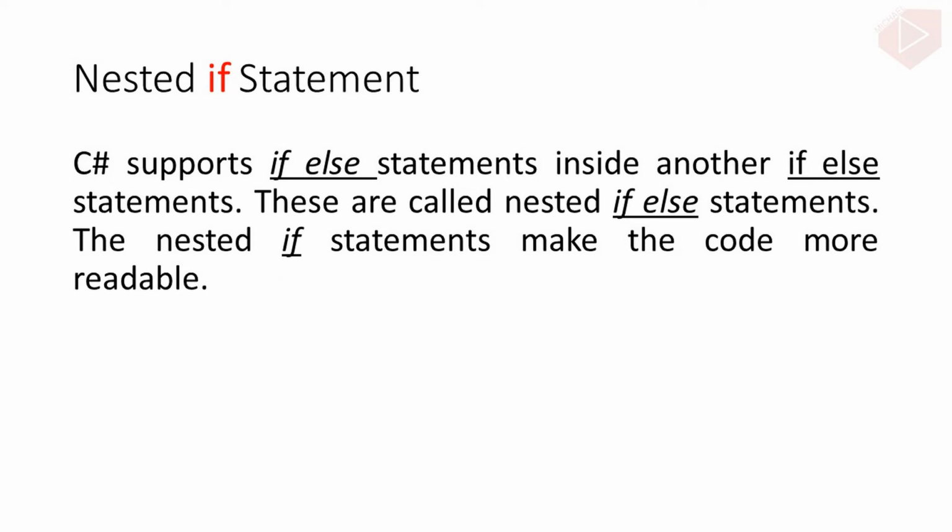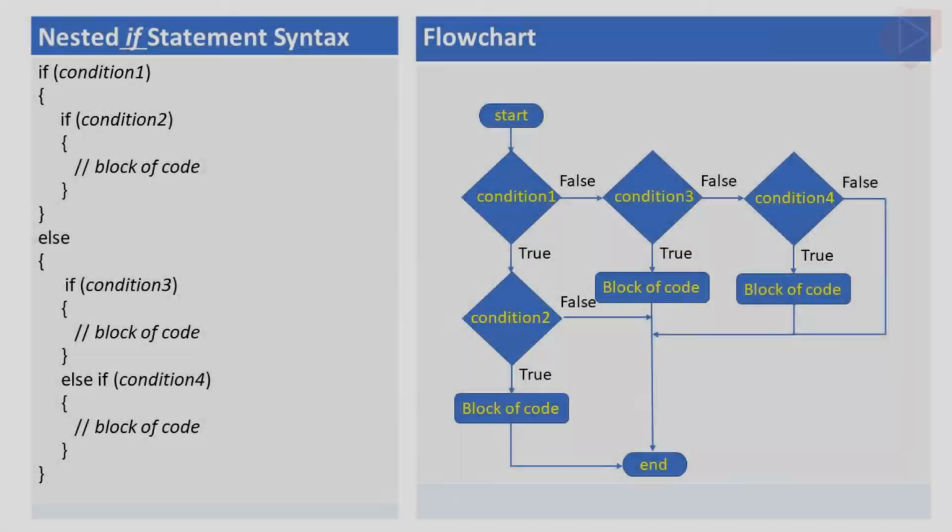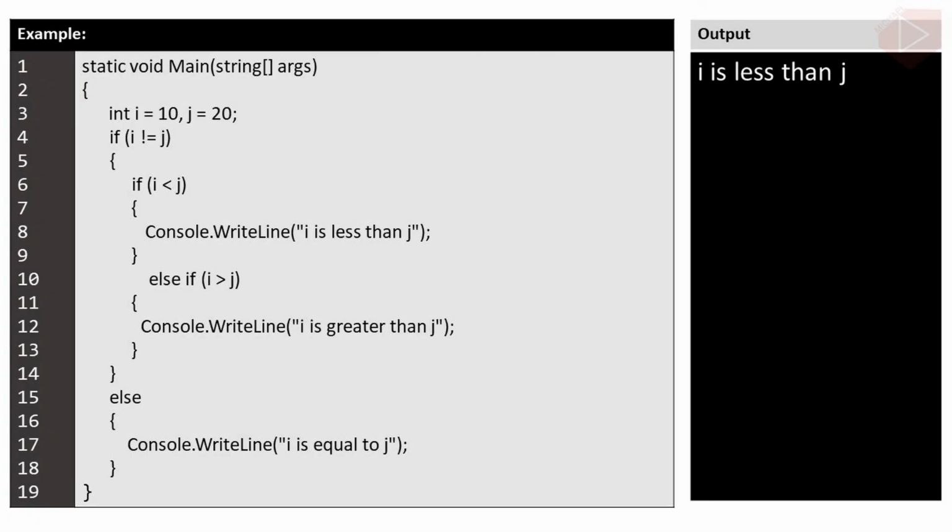C# supports if-else statements inside another if-else statement. These are called nested if-else statements. The nested if statements make the code more readable. This is the syntax for nesting an if statement. You can nest if statements as many as you want. Here is an example to demonstrate the nested if statement.